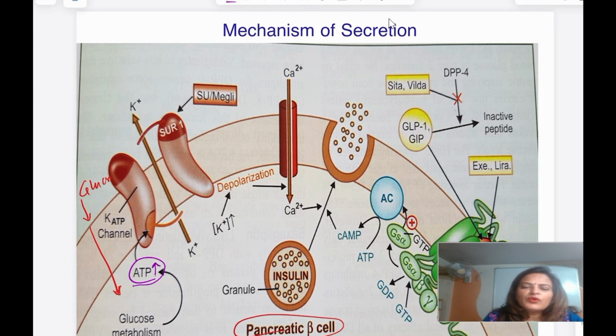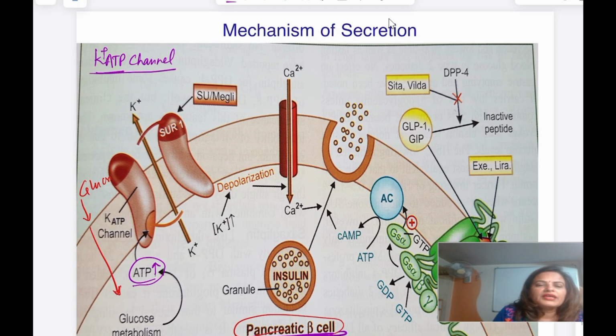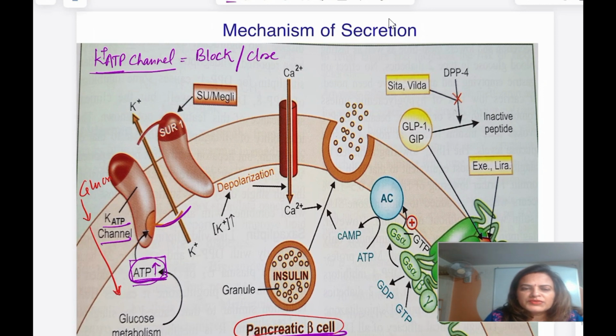Generation of ATP. Now in the pancreatic beta cells, there are ATP sensitive potassium channels. What are they? They are ATP sensitive potassium channels. So whenever there is a generation of ATP, it is going to block or close this channel. You can see here in this figure also, closing of the ATP sensitive potassium channel, and this ATP is going to close it.